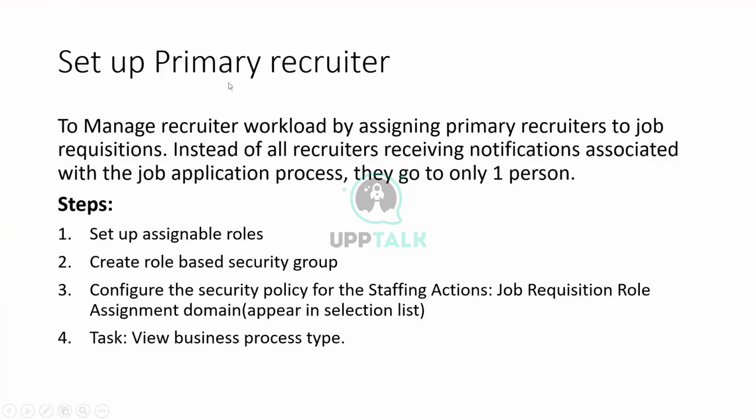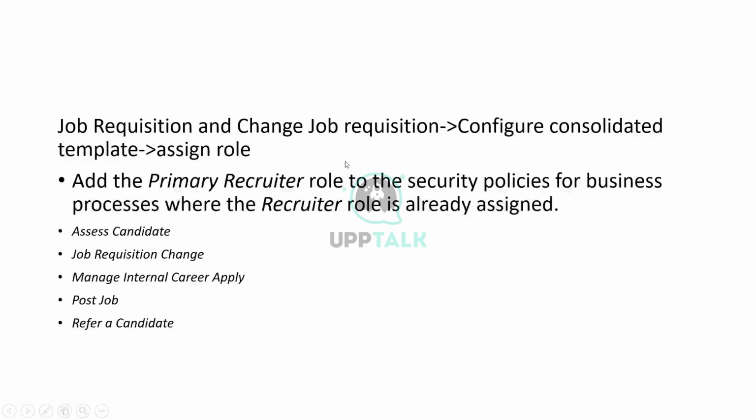Then to set up the primary recruiter, we have to create the role first, and then configure the security policy for this particular domain in order to do the setup. Then we have to look into the business process type. This is a way of including an assigned role section on job requisition. From the related action, we have to configure a consolidated template, and over there we have to assign roles.